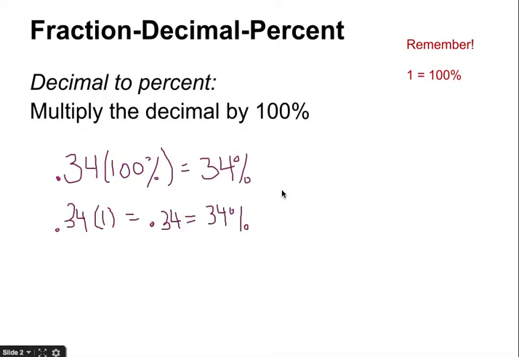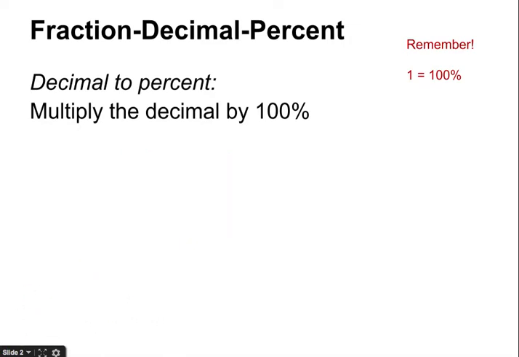It's important to note that it's multiplying by 100% and not multiplying by 100, because we would end up with a different result. If you multiplied 34 hundredths by 100, what do I end up with? I end up with 34. And that is not equal to 34%. That's equal to 3,400%, because that means I have 34 parts per every 100 that I have. So we don't want to confuse the two. Make sure you're writing all these notes down.